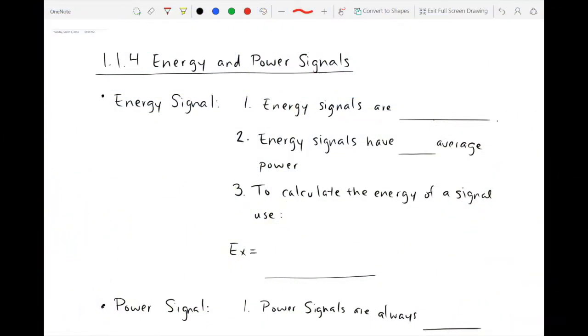I've listed 3 important details that you need to know to be successful with these types of signals. Number 1, energy signals are always aperiodic. Number 2, energy signals have 0 average power. And number 3, to calculate the energy of a signal, use the formula E of x equals the summation from negative infinity to positive infinity, absolute value of x of k squared.